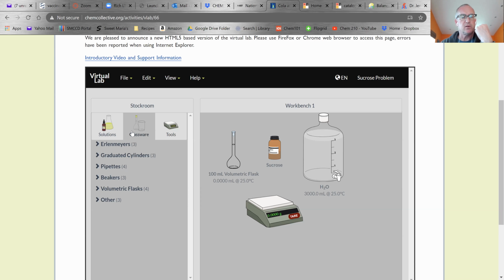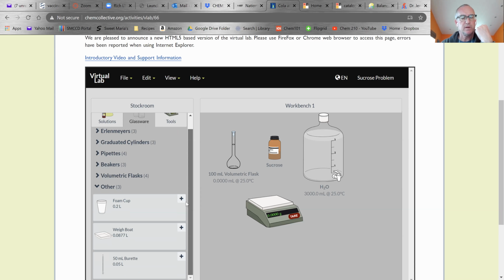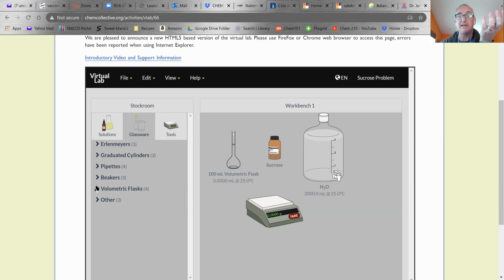Let's look for a regular old flask. Actually, they don't have any regular old flasks here. Oh well. Anyway, the difference between a volumetric flask and just a regular flask kind of looks like this.